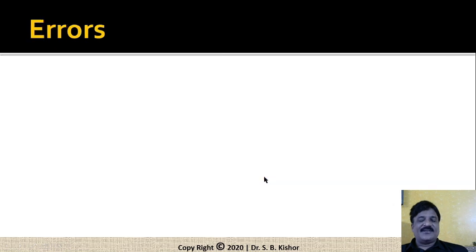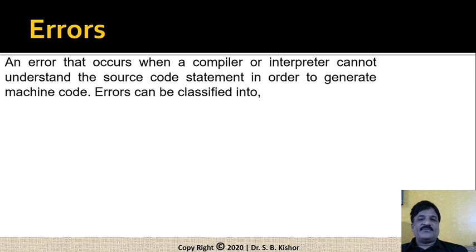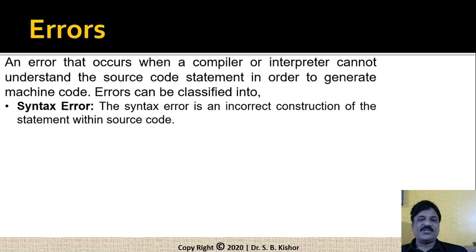Now, what are errors? An error occurs when a compiler or interpreter cannot understand the source code statement in order to generate the machine code. Whenever you commit certain mistakes while writing an instruction, you will get what? The error. Errors are basically of three types. The first one is called a syntax error. It means you have not written the statement properly. A syntax error is an incorrect construction of the statement within the source code.